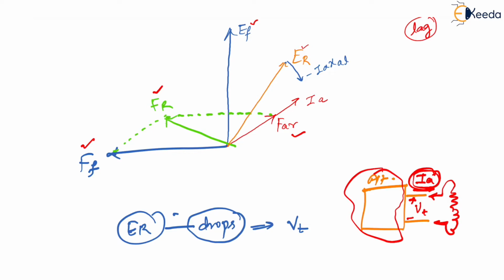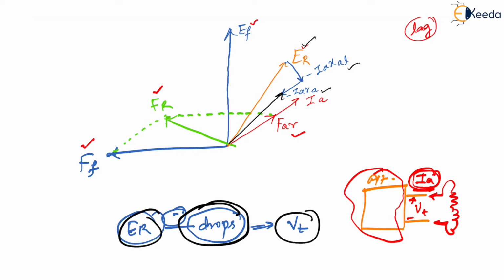Now, if you think of IARA, it will be in this direction, in phase with IA, but I want minus IARA. So this is going to be this way. So I will have minus IARA this way. Is that correct? Yes. Now, if I add them, what do I get here? See, this is ER minus IAXAL minus IARA. These were the drops, IAXAL and IARA drops. When I subtract them from here, what do I get? I get VT. So this is my terminal voltage, VT.